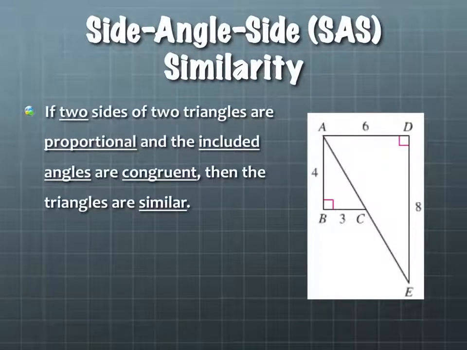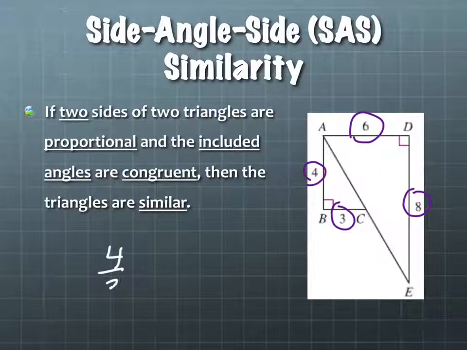Side-angle-side. That should sound familiar because we've had one of those for congruence. If two sides of two triangles are proportional and the included angles are congruent, then the triangles are similar. What you'll notice here is that this is a 4:3, and that's the same as an 8:6. Maybe I should write one of them out. What I'm saying is that 4/3 is equal to 8/6. If I were to take 8/6 and reduce the fraction, it would reduce to the same value as 4/3.